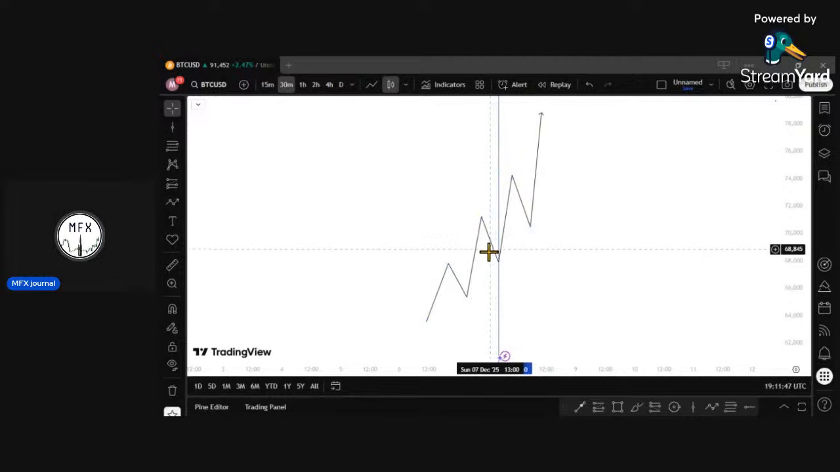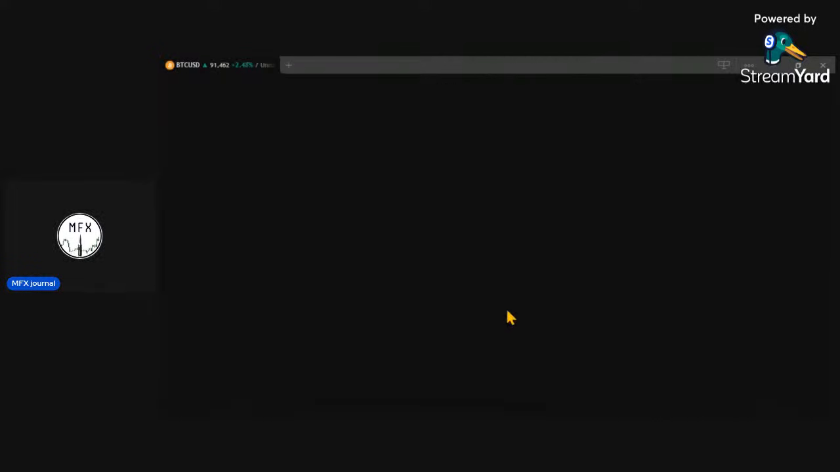Do you know that the overall direction of the market is bullish? The overall direction of the market is bullish, even though there is a retracement. So retracement does not mean that there's a change in direction. It's just a simple retracement, and you can find opportunities.